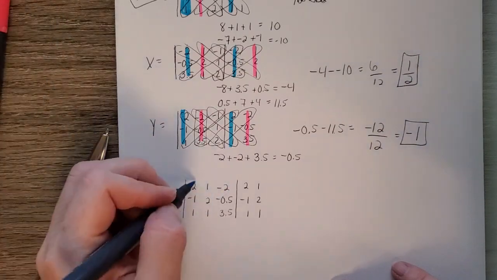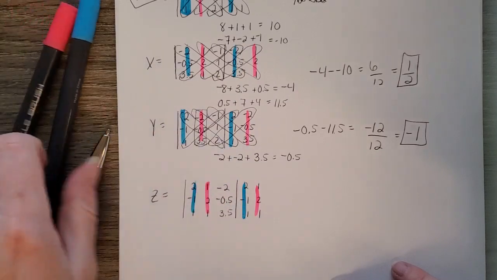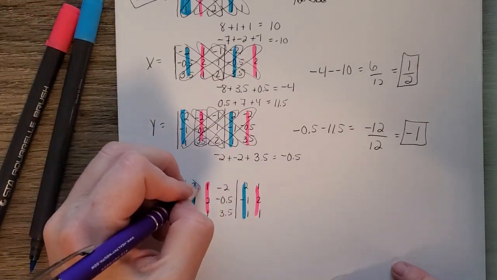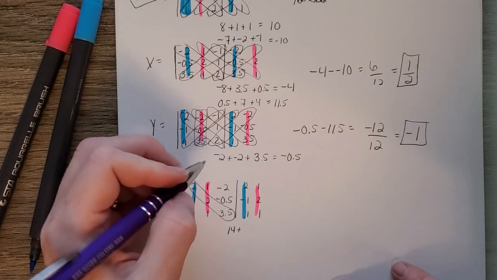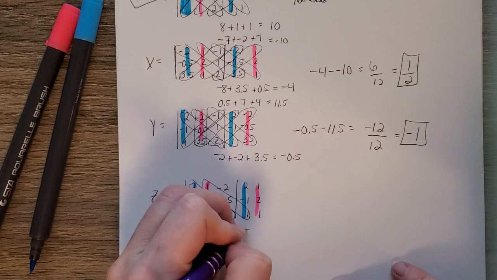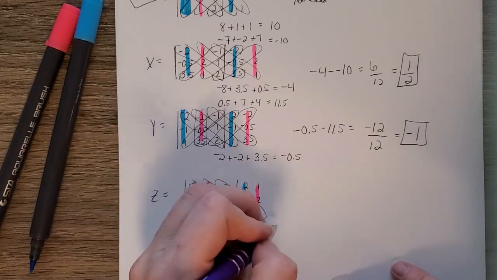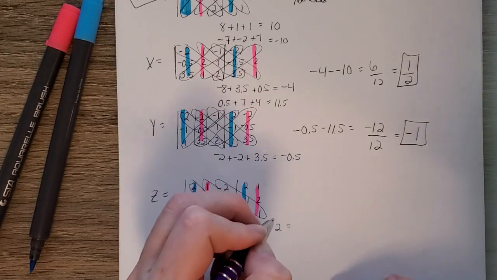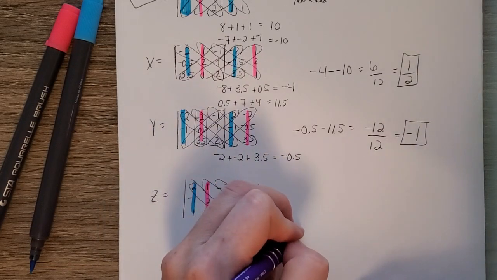And then we're going to do our diagonals. So let me just get that so we can see there's the repeated columns. And now we do our diagonals. 2 times 3.5 is 14. 1 times negative a half times 1 is negative a half. And negative 2 times 1 is positive 2. And if we add those together, we get 15.5.